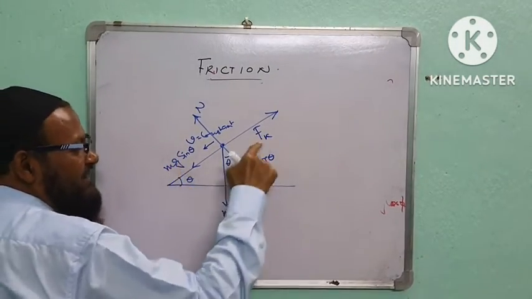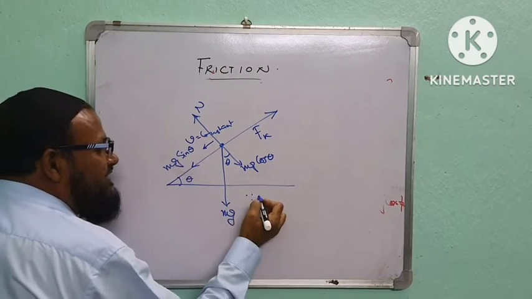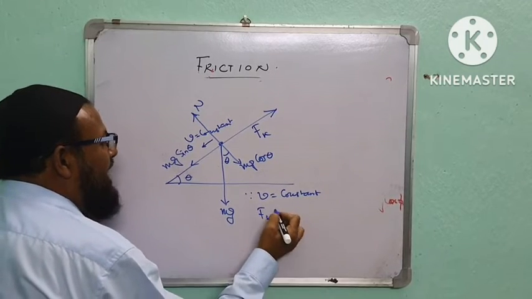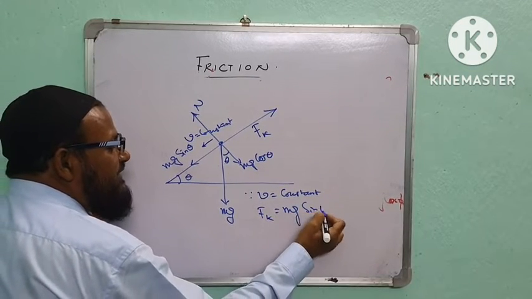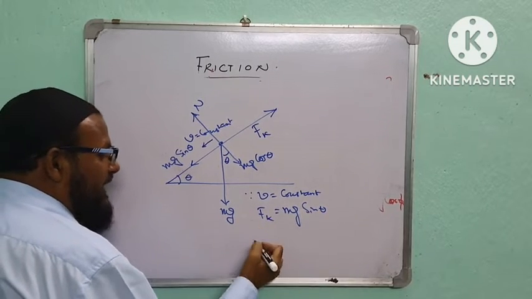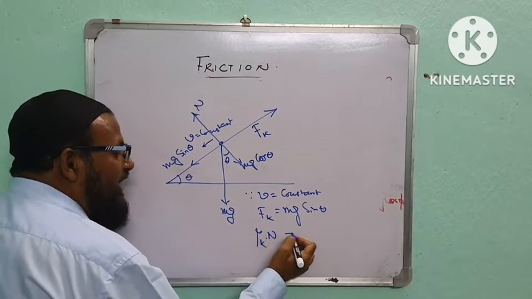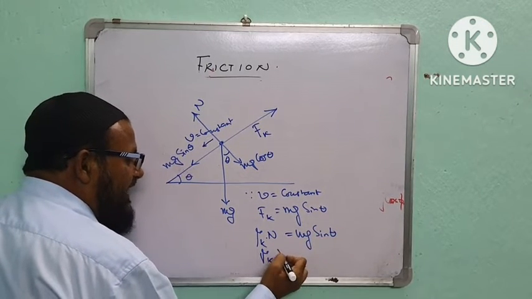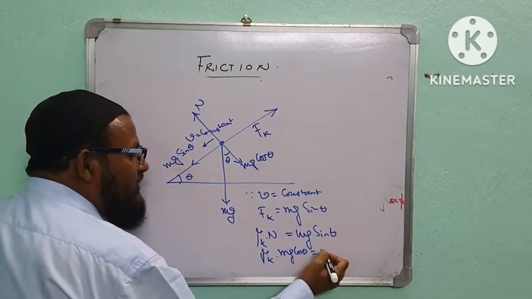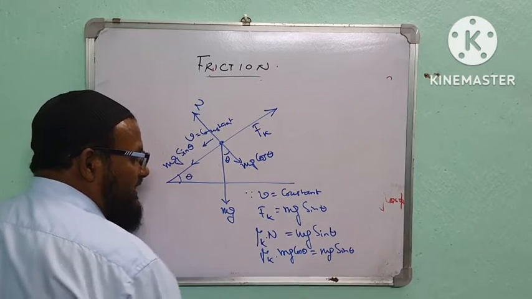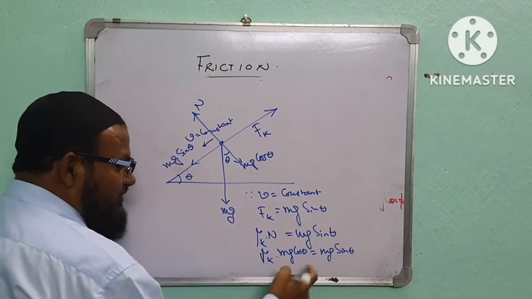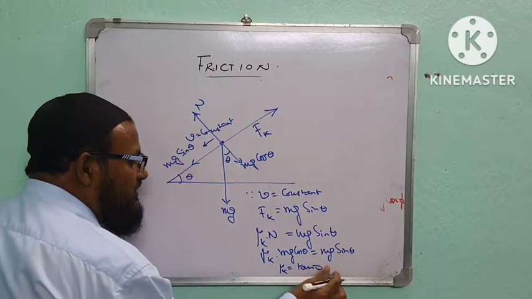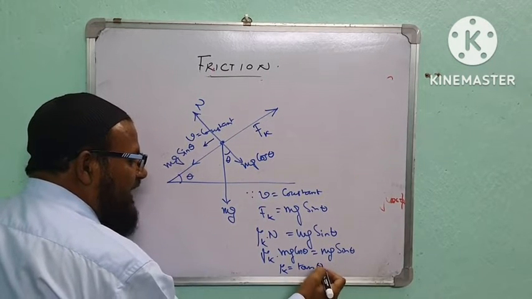To move with constant velocity, mg sin theta equals ma, where a equals 0 since velocity is constant. From the figure, Fk equals mg sin theta. Now what is Fk? Fk equals mu k times N, which equals mg sin theta. N is mg cos theta, so mu k mg cos theta equals mg sin theta. From here, cancelling mg, mu k equals tan theta.